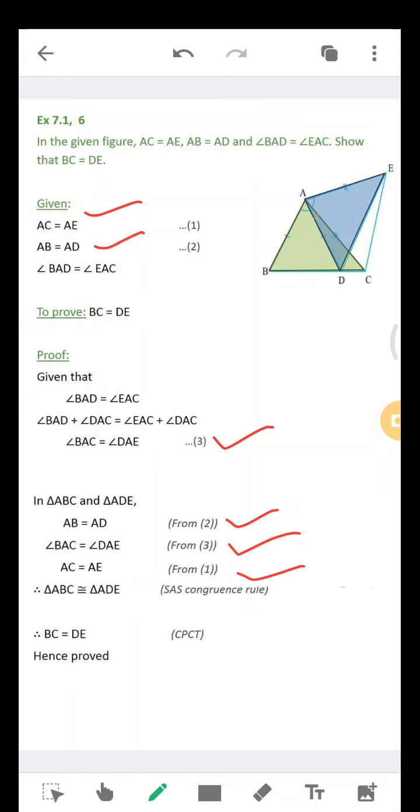So which rule did I use here? I used the SAS congruency rule for proving triangle ABC is congruent to triangle ADE. Once we prove these two triangles are congruent, then I can say the corresponding parts are equal. So what are corresponding parts? For triangle ABC, I can say BC, and for this triangle ADE, I can say DE. So BC is equal to DE. I can say they are equal because they are CPCT, corresponding parts of congruent triangles. So this is the way we can prove this theorem.